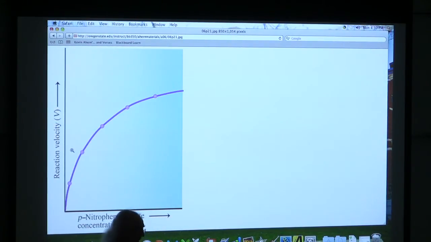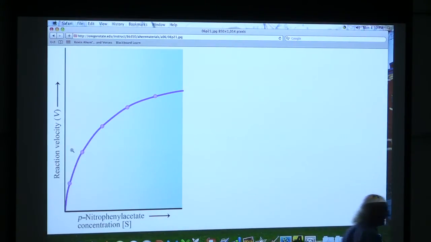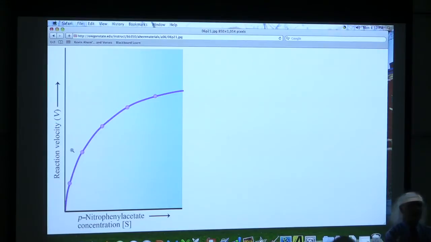The turnover number is a constant for a given enzyme. Maximum velocity is also called Vmax. I didn't tell you that. Maximum velocity is called V with a lowercase max. Vmax is not a constant for an enzyme because it depends on the amount of enzyme that we use.